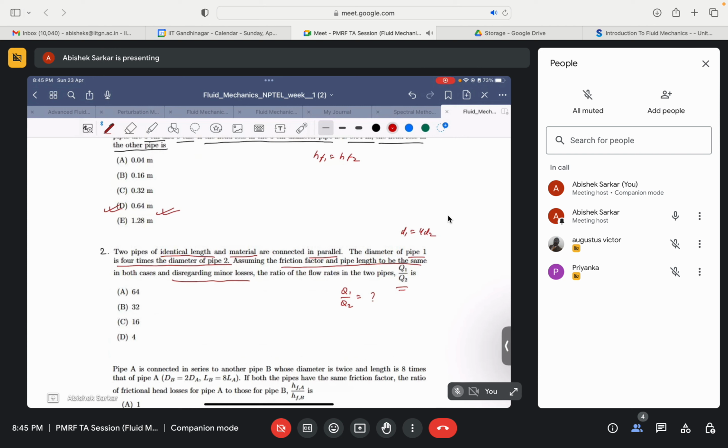So I would say it's very simple again. Just look back into the formulas that we discussed. The formulas are right in front of you. You need to just substitute the values and find the ratio of Q1 by Q2. It's very simple.